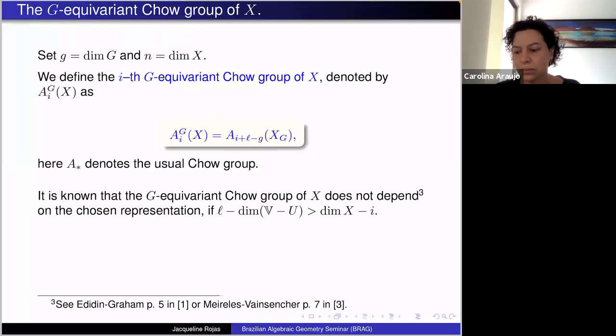It is known, this is an important technical fact, that the G-equivariant Chow group of X does not depend on the chosen representation. If L minus the dimension of V minus U is bigger than the dimension of X minus i, you can find the details in some reference that I'm going to put later.